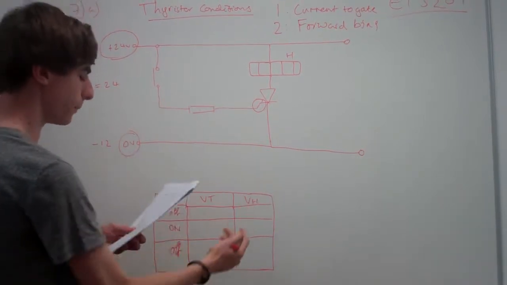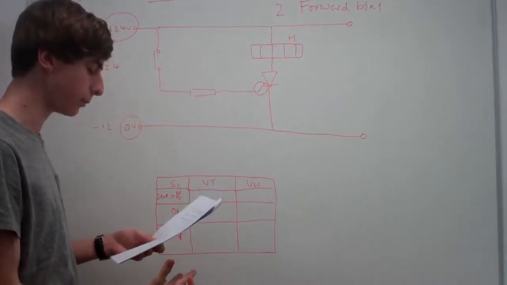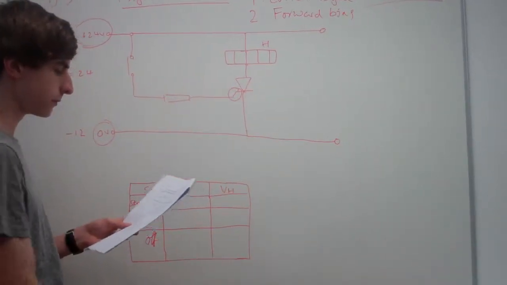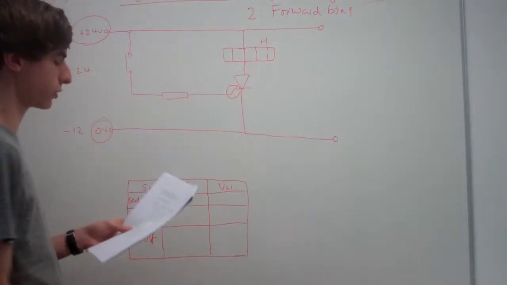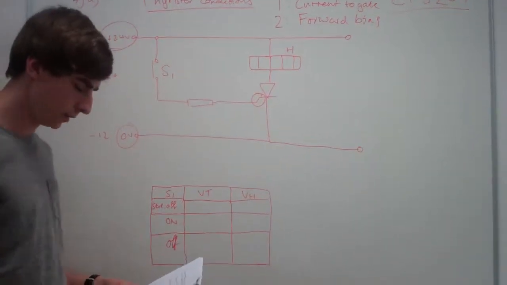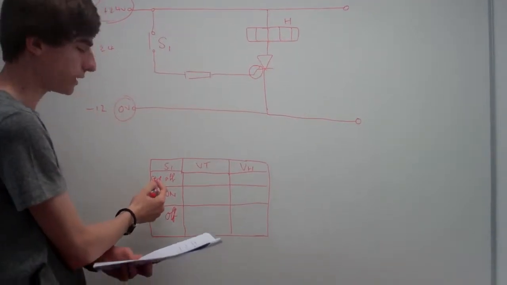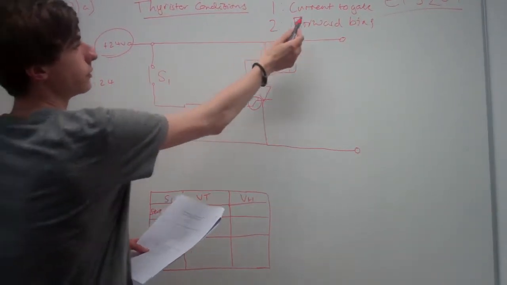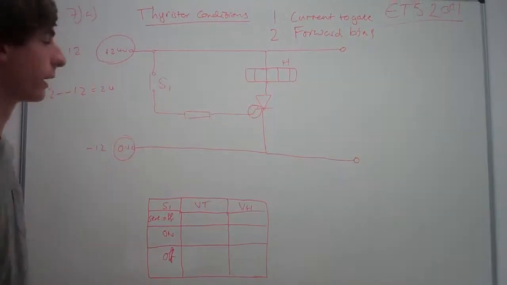Now, it gives us a table, and it says complete the table by adding the values of VT, that's the voltage across here, and VH, that's the voltage across here, at different times dependent on this switch, S1. So the first one says it's initially off. Now that of course means that this is initially open, so there is no current to the gate, remembering that.